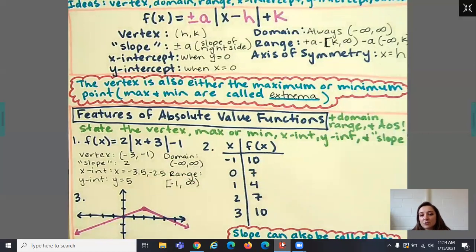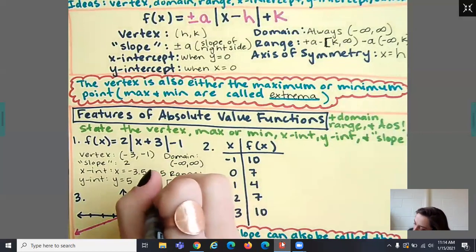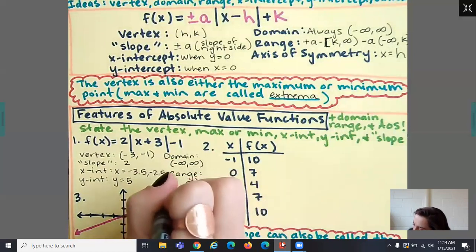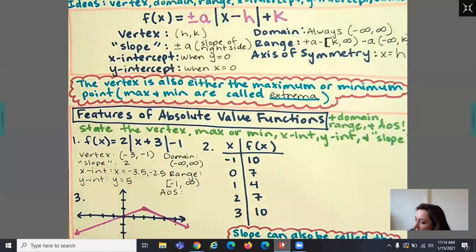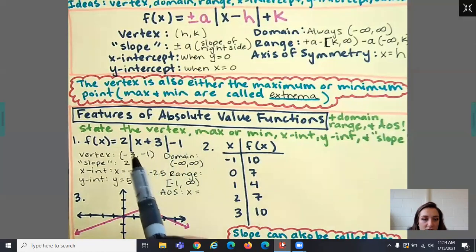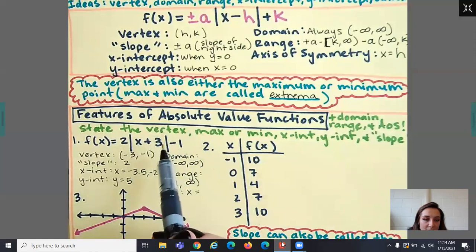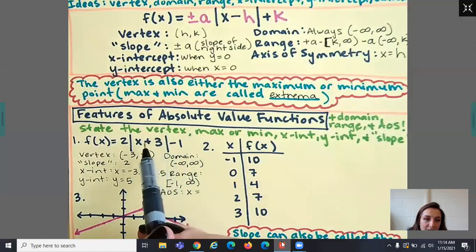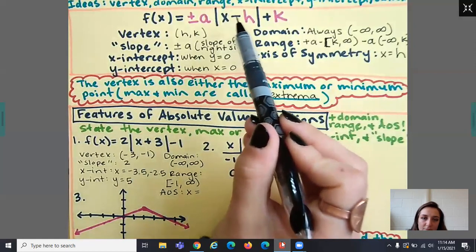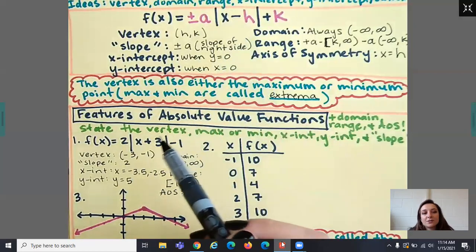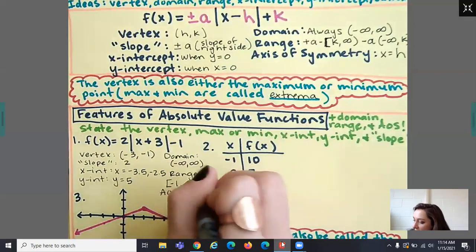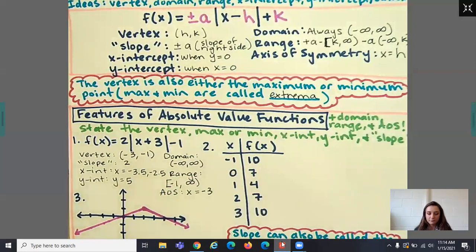Okay, and then our axis of symmetry is going to be x equals h. And I'm going to label this AOS. And it is going to be x equals, and it's going to be the first value of the vertex, or you can say it's the opposite of this number inside of the parentheses. So since this is x minus h, remember that means we're going to be changing the sign. So instead of positive 3, this is going to be x equals negative 3.